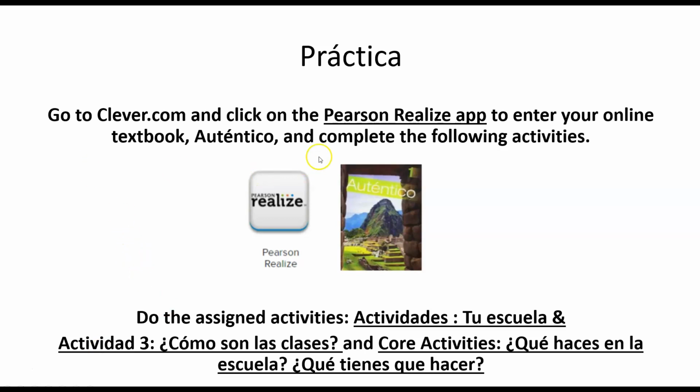And this is your practice. Go to clever.com, Pearson Realize app, online textbook, and complete the following activities, all the ones listed below. They'll be posted on Canvas as well for you to follow the directions.